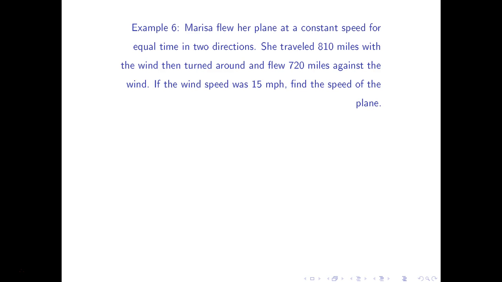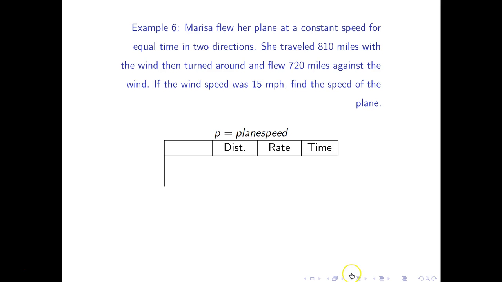So going back to even what we've done before, what's the thing that I'm looking for? Well, it's the plane speed. Or you can make that 2 words, it's your choice. Now can you make a table like we did before where I have distance, rate, and time, and specifically I have it with the wind and against the wind. So go ahead and just make a table like this based on the information you have.